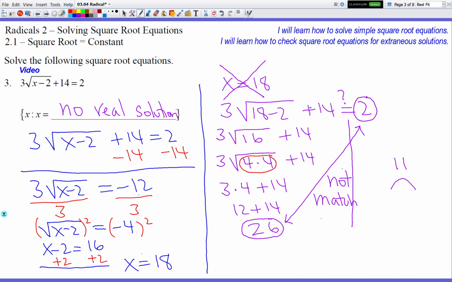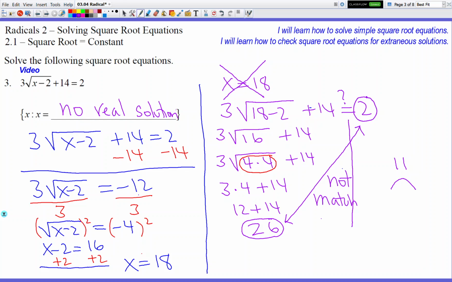Because we don't have an answer, right? We thought we did. We thought 18 looked good. It did look good. But when I checked the answer, it didn't work. It didn't make the same number appear on both sides. Did I make a mistake when I did my calculations on the left side? I don't think so. Looks good to me.